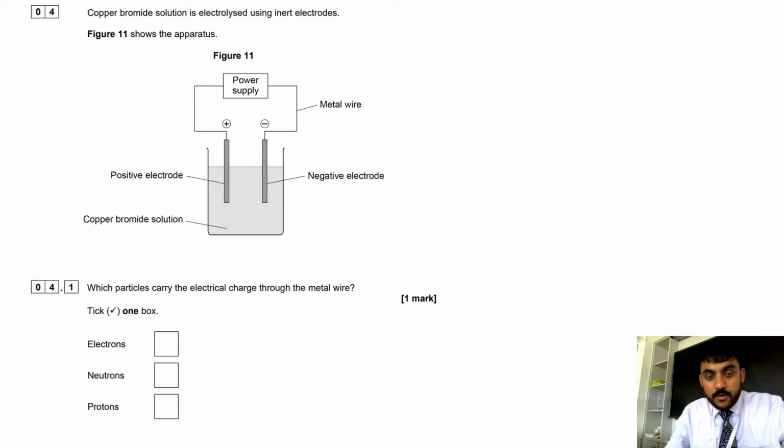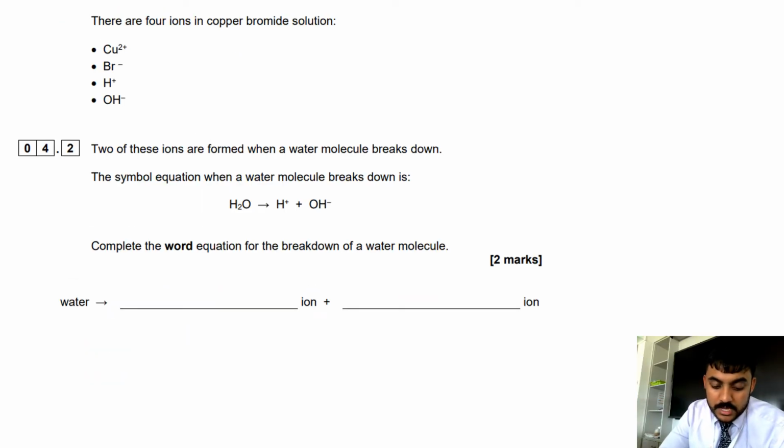So we know from physics and from chemistry that for electrical current to flow, or charge to flow, we need delocalized electrons in a wire. But that's not the case for the electrolyte. The electrolyte has ions that move. These are the 4 ions in copper bromide solution. Copper 2+, bromide minus, hydrogen plus, and hydroxide minus. 2 of these ions are formed when a water molecule breaks down. The symbol equation when a water molecule breaks down is H plus OH minus.